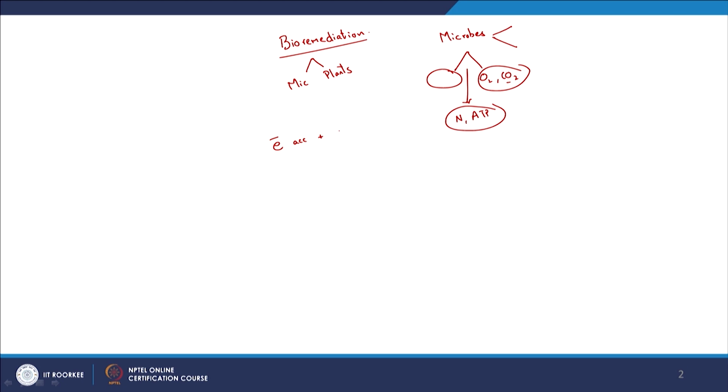let us say, right. And then obviously we also looked at the need for the microbe to have an electron acceptor and an electron donor, right. This is the redox process. The microbes are going to facilitate this particular redox process and get their energy for their growth and cell synthesis, right.